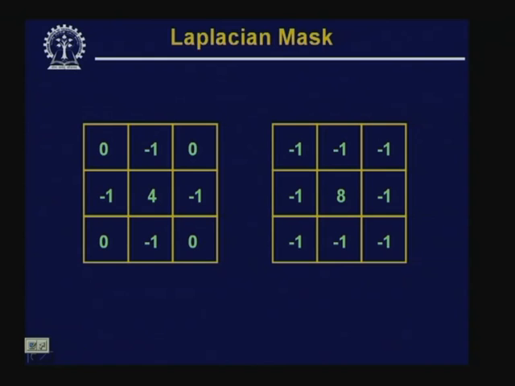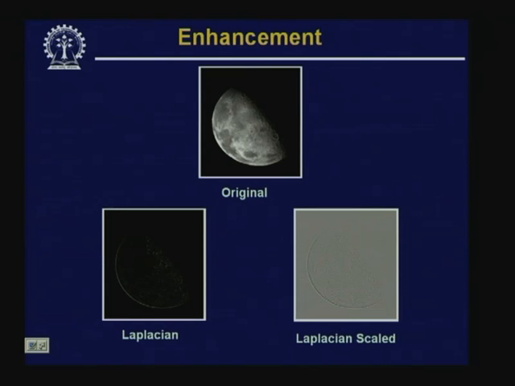Now, using this Laplacian mask, we can find out the high frequency or detailed contents of an image, as has been shown here. The original image, when processed using the Laplacian mask, gives the details of the image. On the bottom left, we have shown the details of the image. On the bottom right, it is the same image displayed after scaling, so that the details are displayed properly on the screen. Here we have just shown the details of the image.